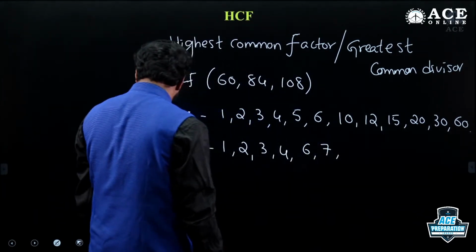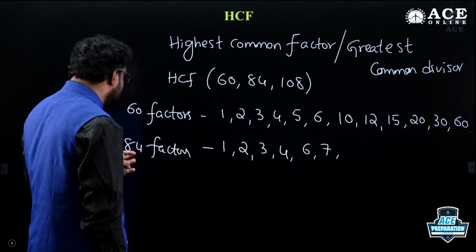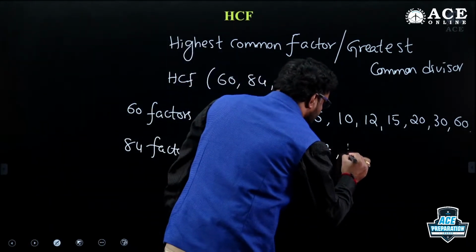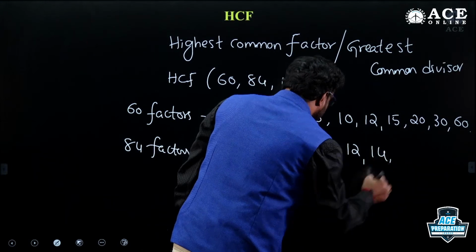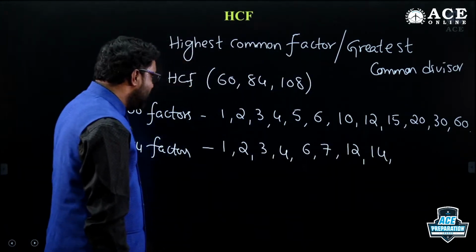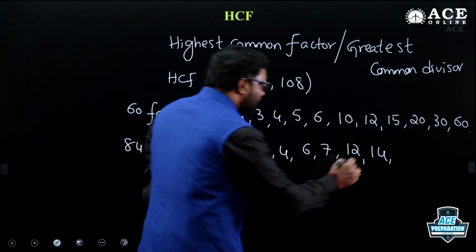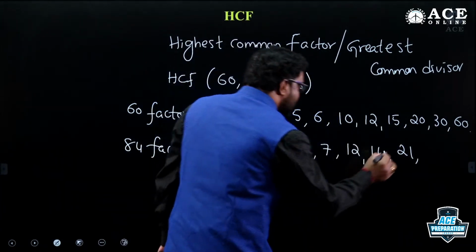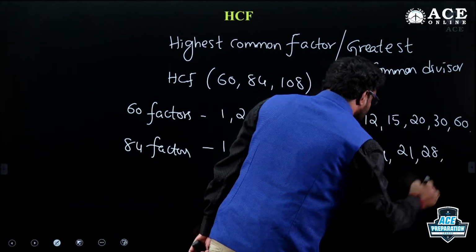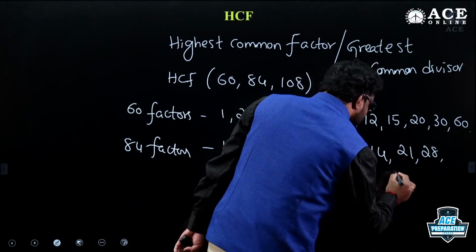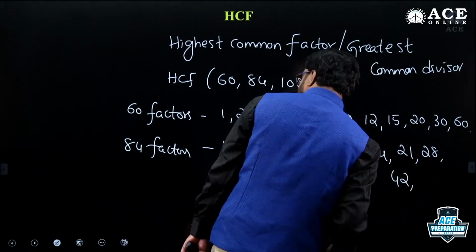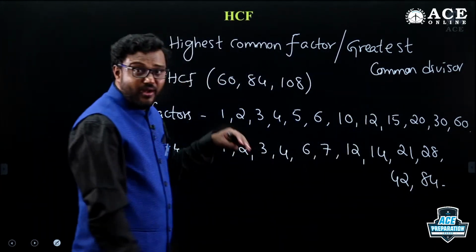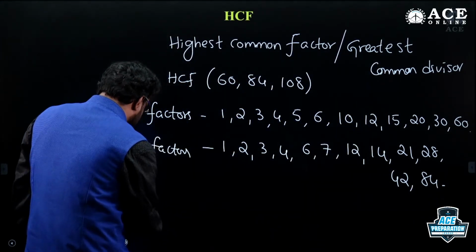Is it divided by 8? No. 9? No. We have to go for 10, 11, then 12, my dear friends. After 12, 14, then 21. Just check it, we'll get 28. These are the factors. Then 42 and 84. Likewise, for 108 we have to find the factors.